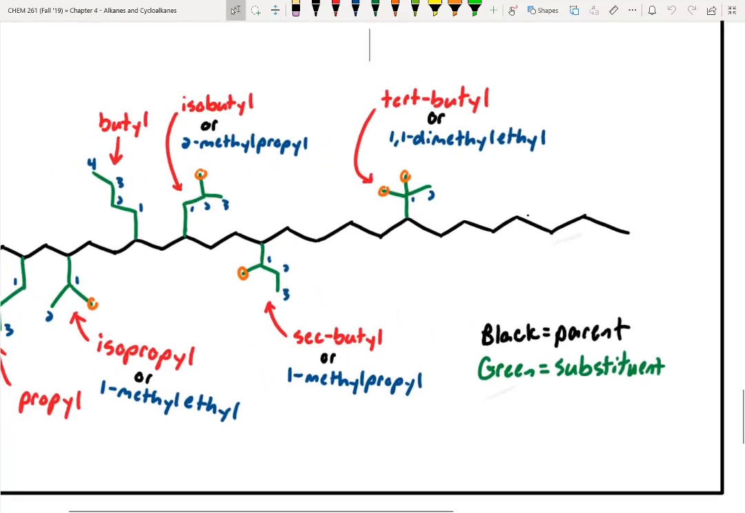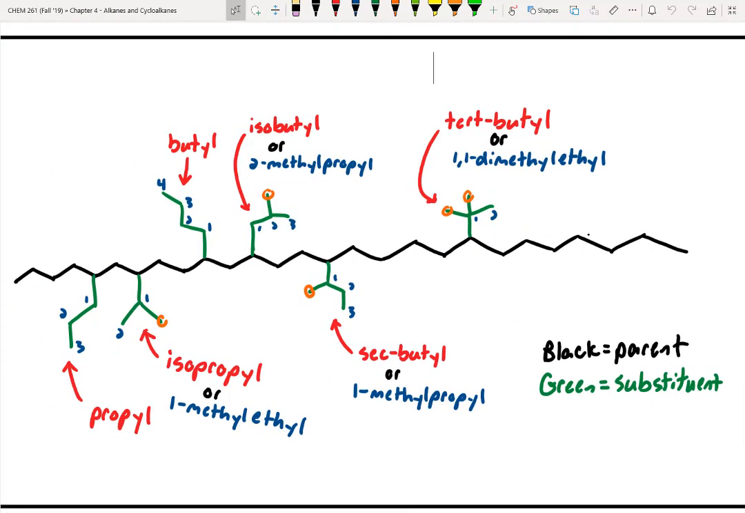So what I have here is a big black chain. That's my parent, right? The big, long, black horizontal zigzag is my parent. And then off of the far left, I've got a propyl group, just a regular propyl group, 3 carbons. But you see how an isopropyl group, the next one over, also has 3 carbons, but now it's branched. Iso means that it's branched at the very, very end. So it's just got that little branch there.